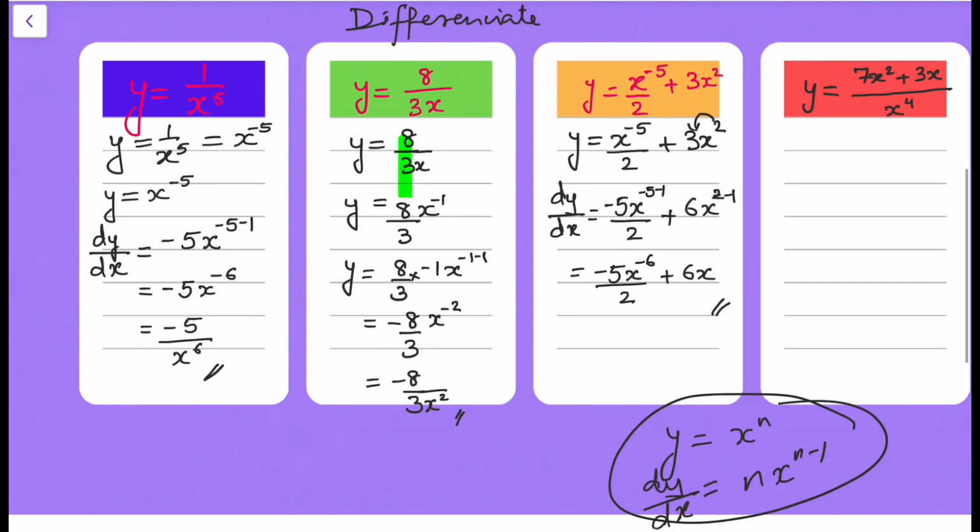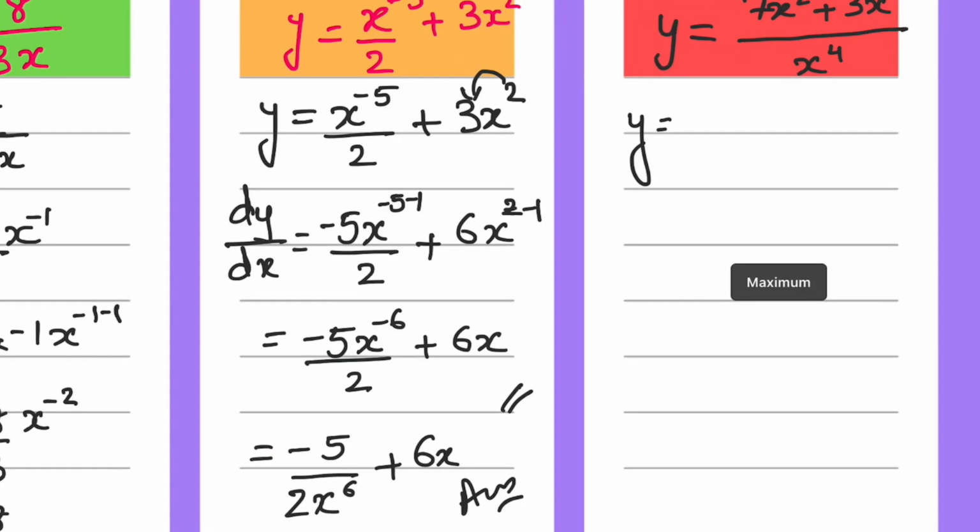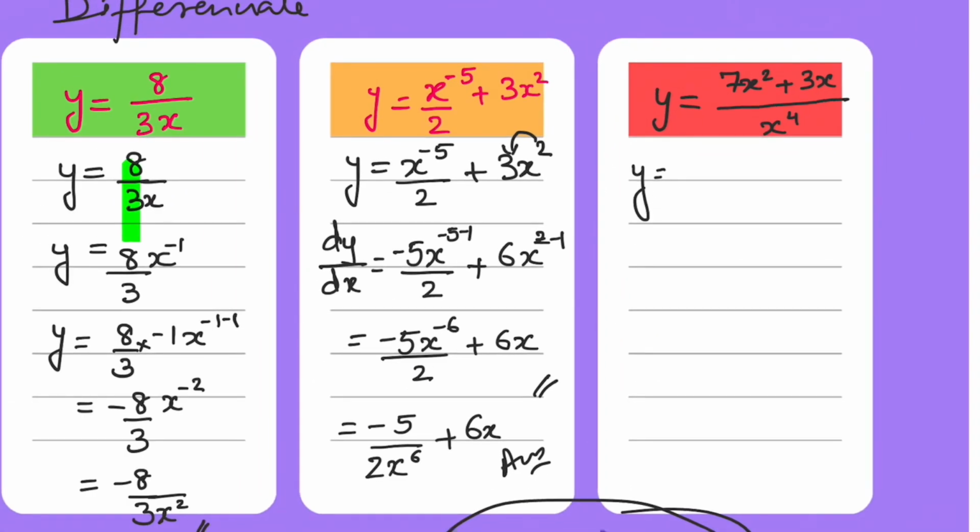That's your answer. If you want, you can make the powers positive, and that will be minus 5 over 2x to the power of 6 plus 6x, right? Great. Last question now. Now that's a good question. We'll do y is equal to, let's zoom it further because we might have to write a few extra things.